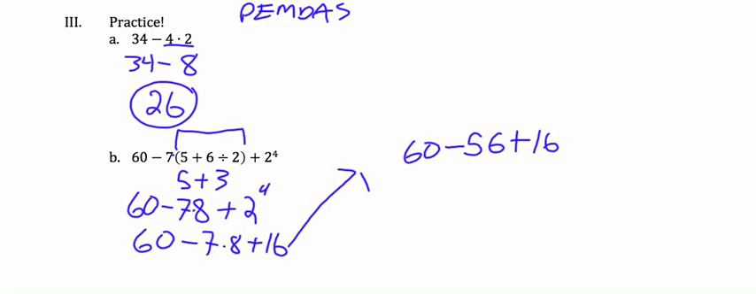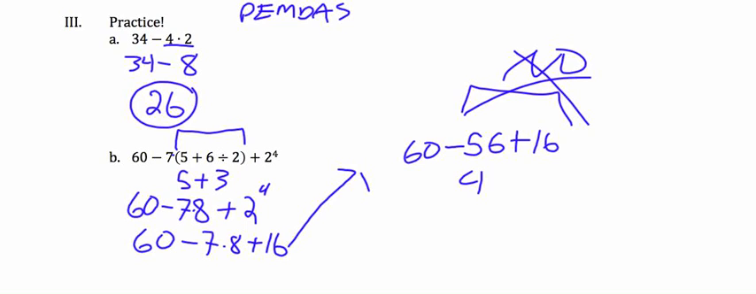Now, I want to be very careful. I do want to add and subtract from left to right. I should not be doing this first. No, don't do that first. Okay, you want to work from left to right. 60 minus 56 is 4. And then 4 plus 16 is 20. And you could do that last bit all in one step if possible.